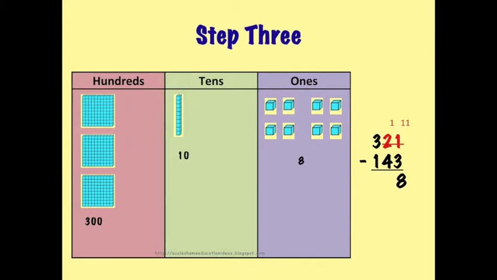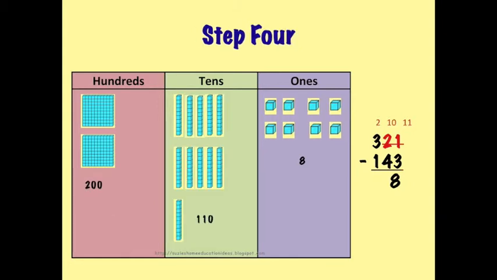Next, I am required to take away 4 tens from 2 tens, which as we know is impossible to do with only 1 rod on our place value chart. So like I did before, I'm going to trade one of my flats for 10 rods. This will leave me with 11 rods and 2 flats. All I have done is simply trade 1 flat, which represents 100, for 10 rods, which also represents 100, just in a different way. This is what that will look like.